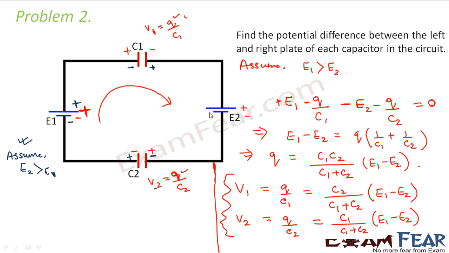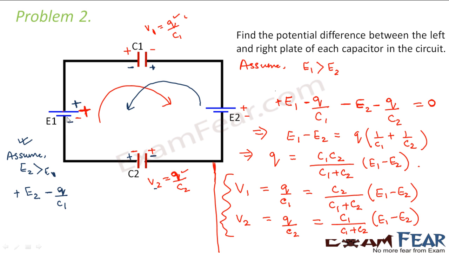Since we are assuming that E2 is greater than E1, we assume that the current flows from E2. It starts flowing from E2. I am talking about charge flow. So let us suppose that the charge flows in this direction. Now write down the equation for Kirchhoff's law in this case. We will start with E2. E2 will be positive because the charge departs from the positive terminal. Then we go to C1. For C1, it will be negative because it departs from the negative terminal. So it will be minus Q by C1.